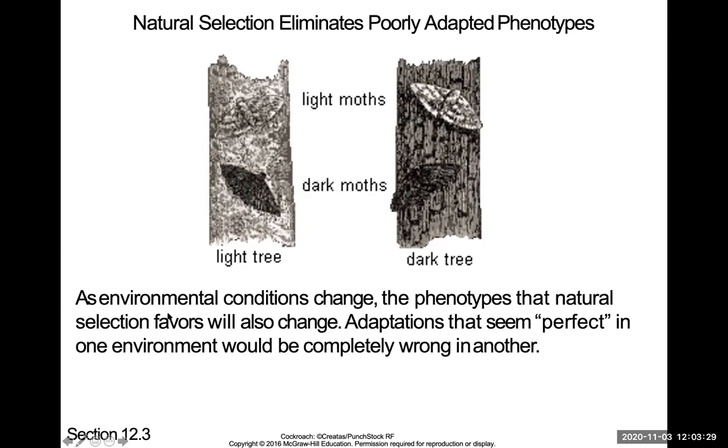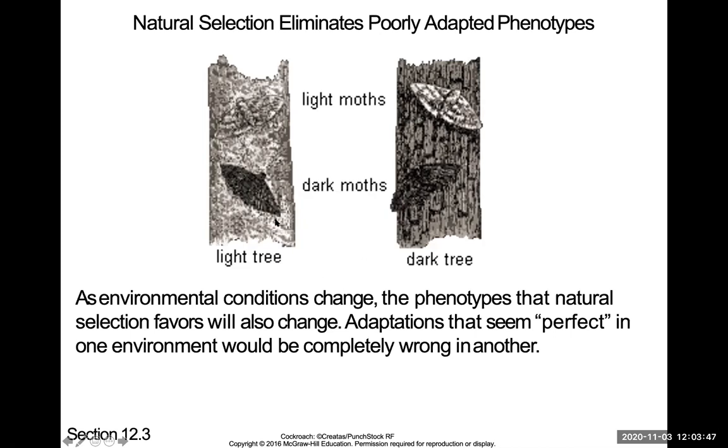So as environmental conditions change, here in this picture, we have a light tree, and this is the peppered moth example. It's very commonly used. Light moth, and we have a dark moth here. Now look at this tree and tell me which one's going to be eaten more easily. Which one is easily visible on this tree?